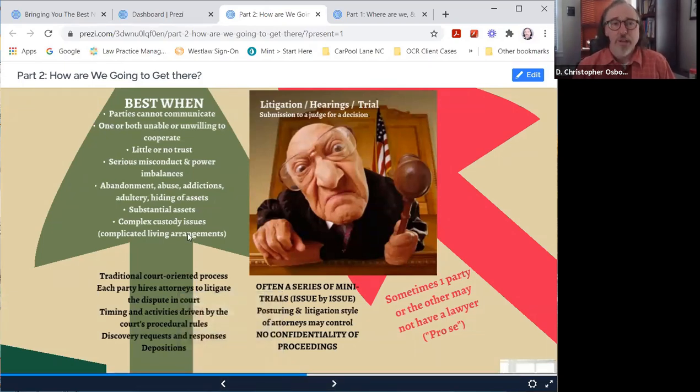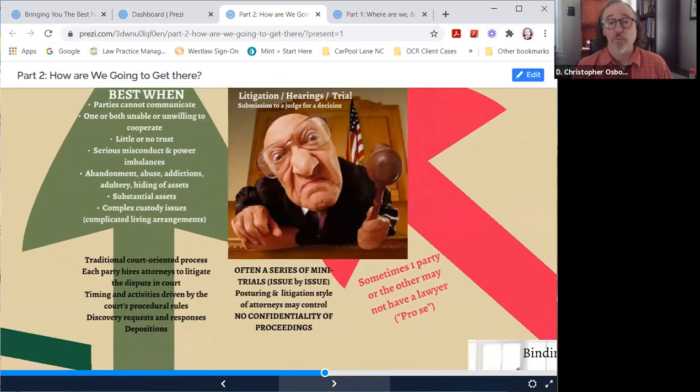But when there's no trust, when there's serious misconduct, there are power imbalances, oftentimes you have to have a trial if there's been abandonment, abuse, addictions, adultery. If somebody's really hiding their assets, hiding their money, then you might need the court process, subpoenas or discovery orders that make them turn over information. If somebody's not going to volunteer information, then none of the other methods are going to work really well if somebody wants to hide something. Also, if you have complex custody issues or complicated living arrangements, if one parent or another does have to move to another jurisdiction or something, and you have some issues that just have to be decided because they're never going to get on the same page, then it's good that you have the court process to go to.